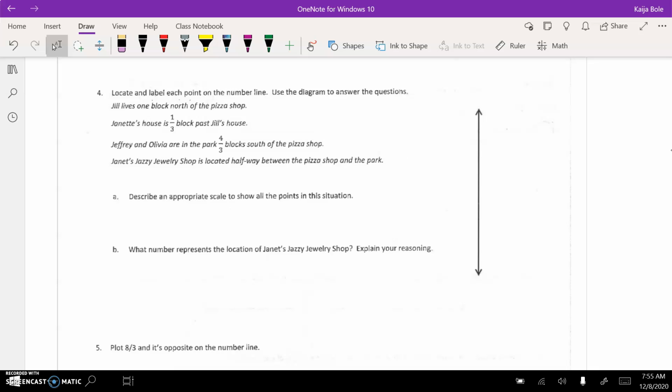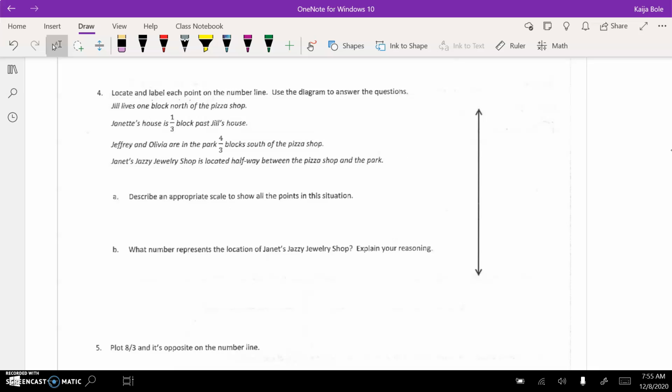Jill lives 1 block north of the pizza shop. Jeanette's house is 1/3 block past Jill's house. Jeffrey and Olivia are in the park 4/3 block south of the pizza shop. Janet's Jazzy Jewelry Shop is located halfway in between the pizza shop and the park.